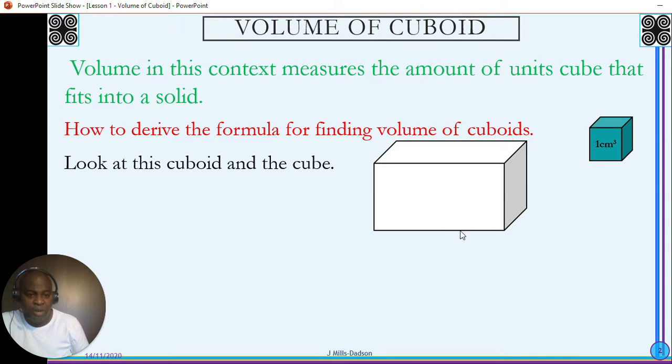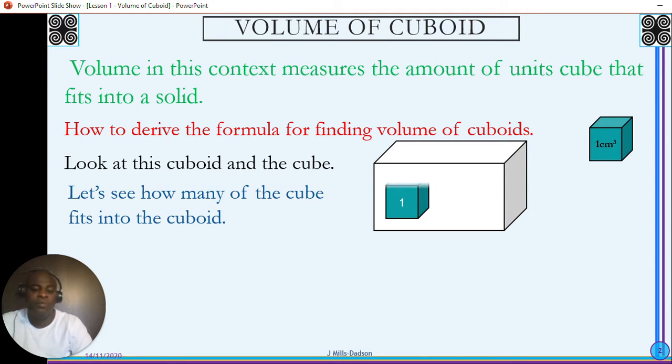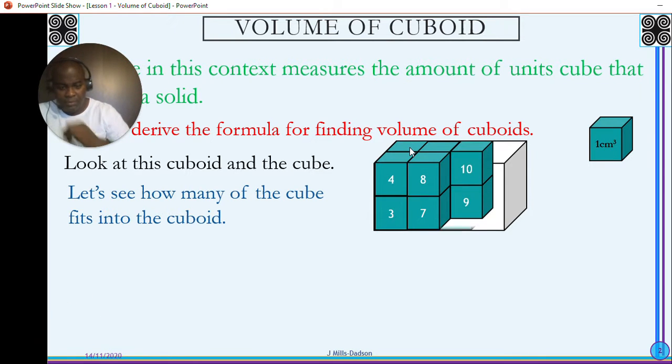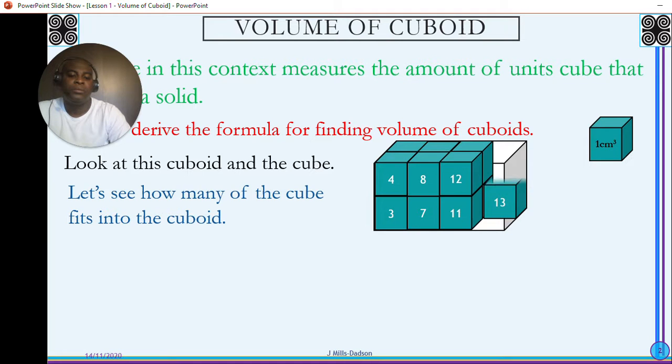If I want to find out the amount of space inside the cuboid, I can investigate it by packing this 1 cm cube into the cuboid to see how many will fit perfectly inside, and that will determine the volume of the cuboid. So let's see how we do that. So that's my first one. Let's pack as many as we can. You can count alongside. So you could see that I could fit 16 of the smaller 1 cm cubes into the cuboid.